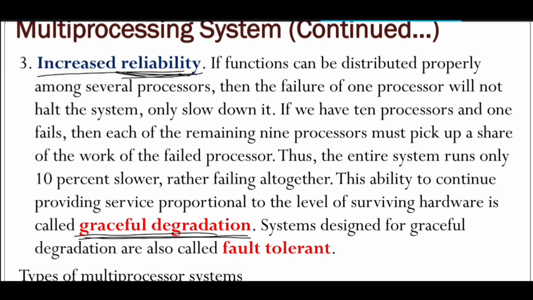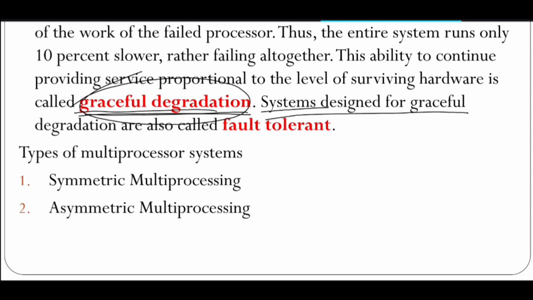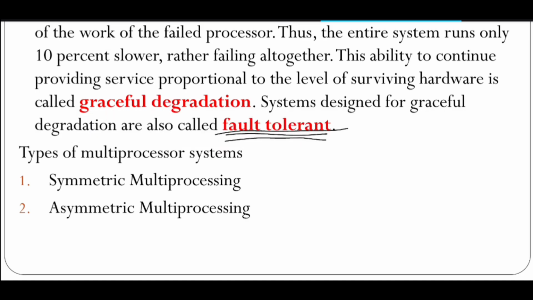Graceful degradation means if one of our processors fails, we give those processes to another processor. Maybe there is a decrease in performance due to excess processes, or due to more processes. This is called graceful degradation. Then a system designed for graceful degradation is also called fault tolerant. Fault tolerant means handling the fault.